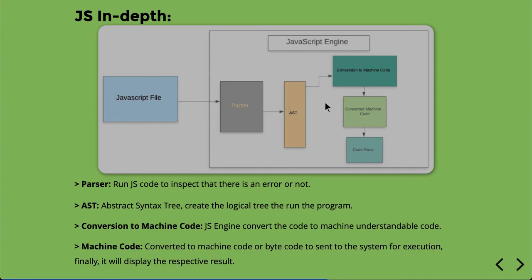And then what will happen? Sorry, it will convert to the machine code or byte code and send it to the system for execution, and then finally it will display the result to the user, which means it will execute the JavaScript file in front of the user, in the browser. So this is the basic functionality, and this is the basic JavaScript engine concept which we must know.